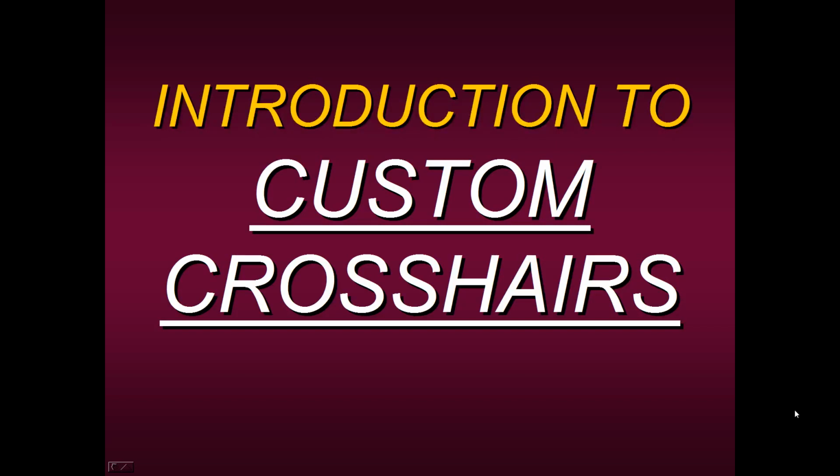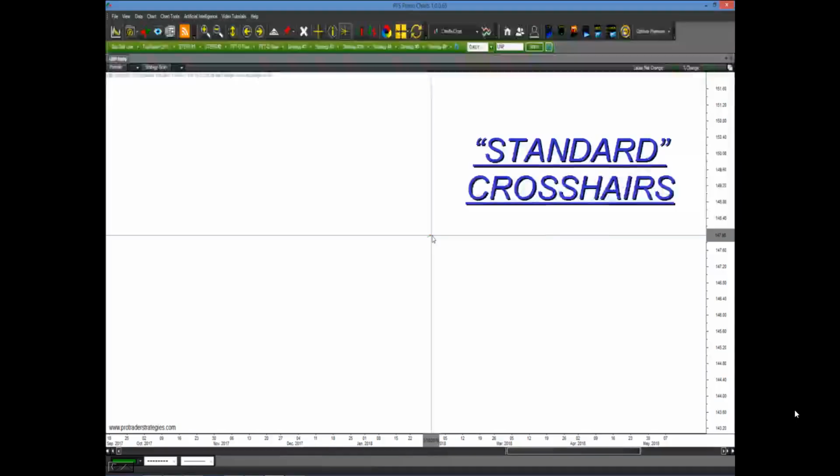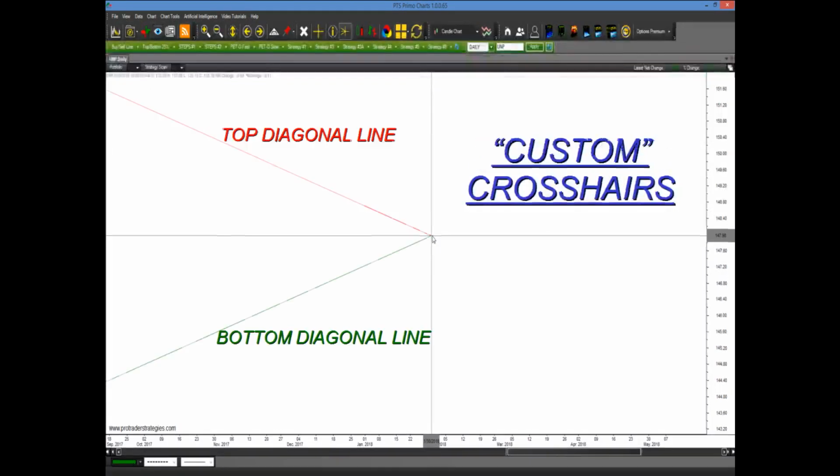Now most traders are familiar with the standard approach to crosshairs. As you can see, they're just an upward and a sideways diagonal line. What we've done is take it to the next level by adding two additional diagonal lines, a top and a bottom one. And I'm going to show you how to apply them to your trading.